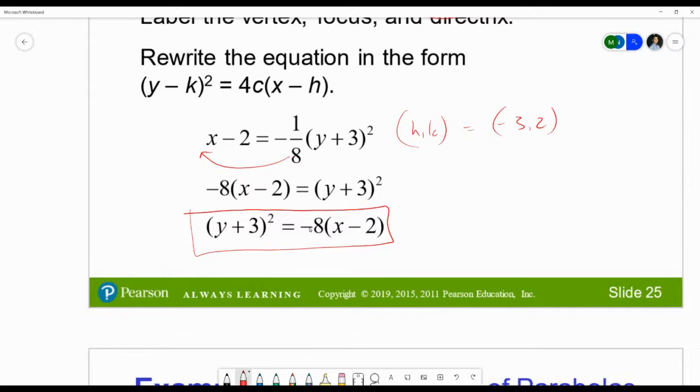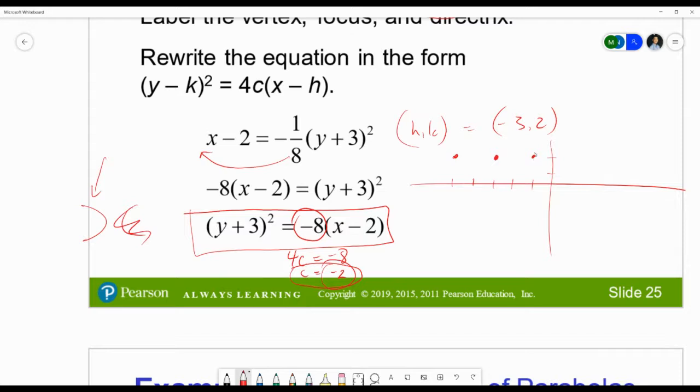Now we need to solve for our c value, right? My c value is in here. So I know that 4c is equal to negative 8, so c is negative 2. Now, since y is being squared, that means it's going to open left or right. My c value is negative, so it's going to open to the left. So let's try to graph this. My vertex is at negative 3, 2. So right there. And my focus is going to be 2 to the left because this is negative. Then my directrix 2 to the right.